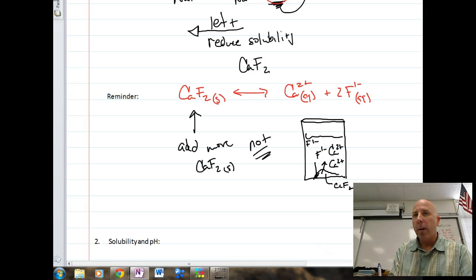By adding more calcium fluoride, all we're going to do is make the pile of calcium fluoride at the bottom of our beaker larger. So just by adding more of a solid to a system that's already at equilibrium, we just get a bigger pile at the bottom because we are at solubility. We are at our solubility for the substance, we cannot add more and just suddenly magically have it dissolve more.